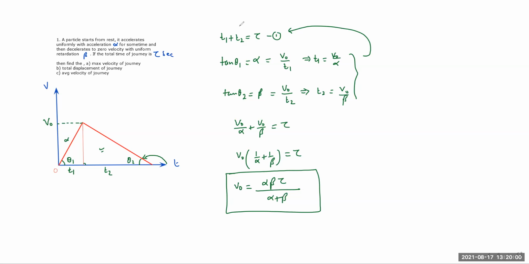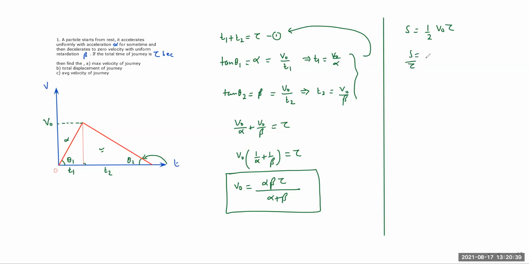Now, what about the displacement? It's easy now. What is displacement? We know the definition of displacement. It is the area under the VT graph. Can you see the area now? So what is the area? Half into base into height. Base is tau and height is V naught. So that's the answer. We know the V naught.